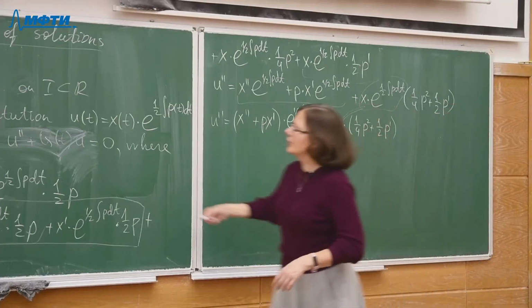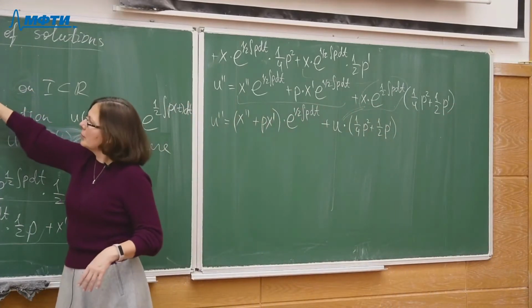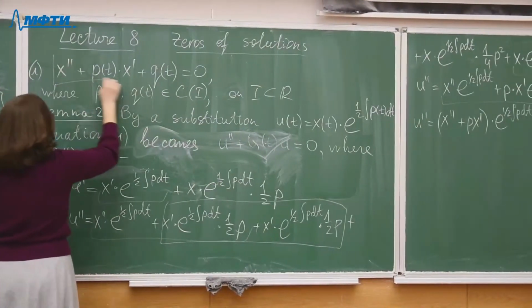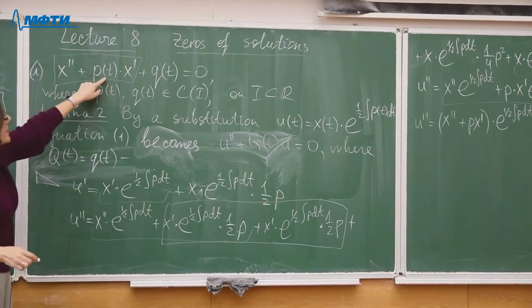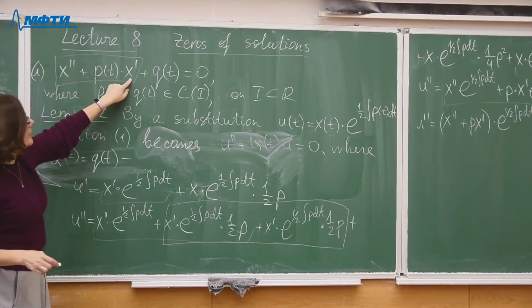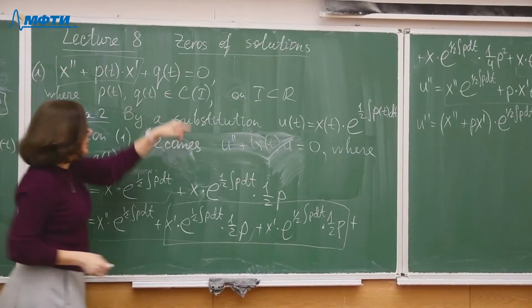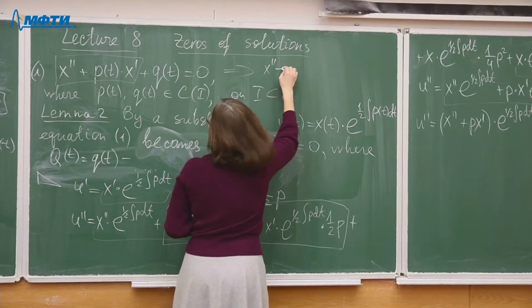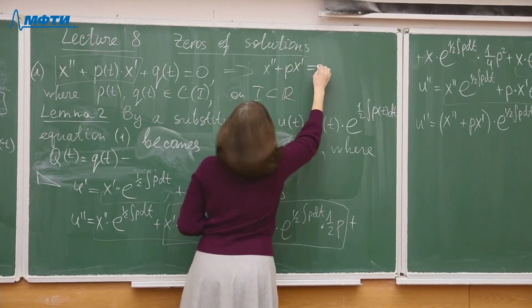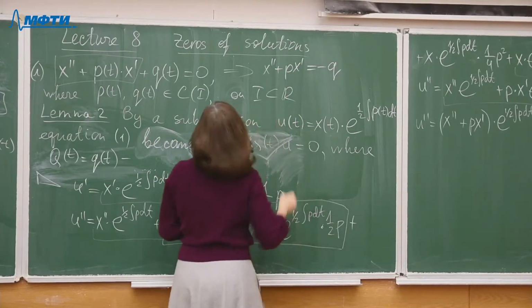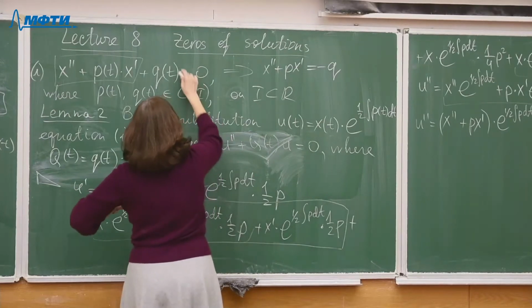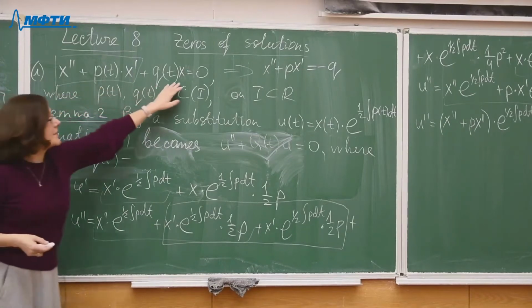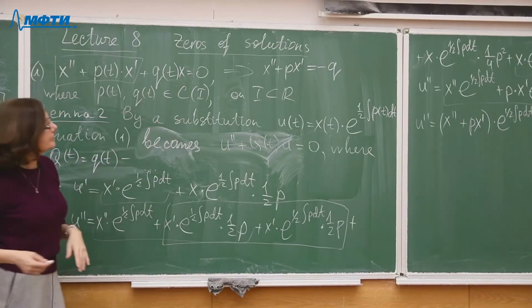Okay, now let's look at equation number 1. We can see that x double prime plus p of t times x prime is equal to minus q of t. So this follows that x double prime plus p x prime equals negative q. Oh, sorry, I have forgotten to multiply by x. So q of t times x, of course. Qx.